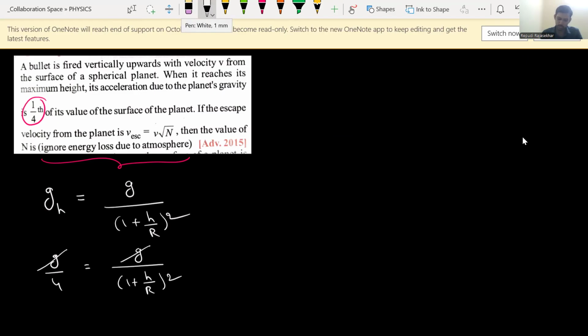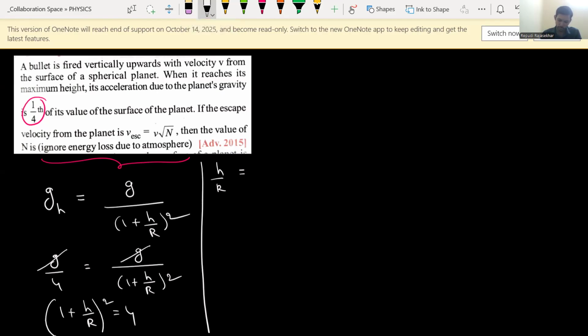Here g and g get cancelled. So (1 plus h by r) squared is 4, so 1 plus h by r can be written as 2. From this h by r value becomes 1. I am removing the square, so h by r is 2 minus 1, and this becomes 1. That means h equals r. I have written it directly here; if you just simplify, you will get the same answer.